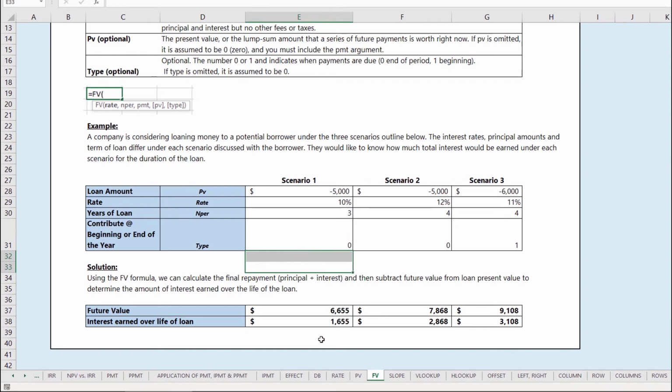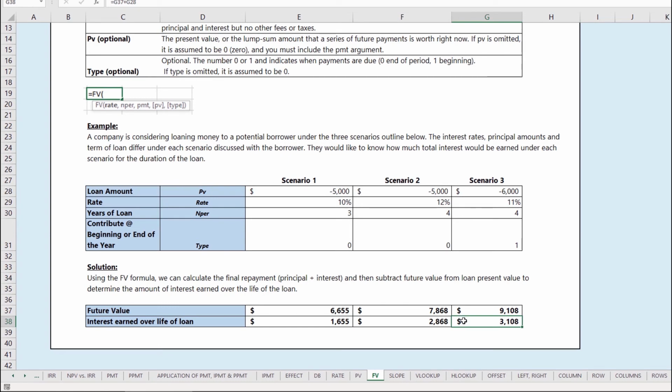We apply that formula consistently across each of the 3 scenarios to find out that the future value of scenario 2 is $7,868, that yields total interest over the life of the loan of $2,868. Under scenario 3, the future value is $9,108, and the interest earned over the life of the loan is $3,108. So based on this information, the company can make a decision on which loan it wants to pursue. The future value of option 3 is higher, but it also has a higher present value. Look at the loan amount. It's $6,000 compared to the other ones that are $5,000.